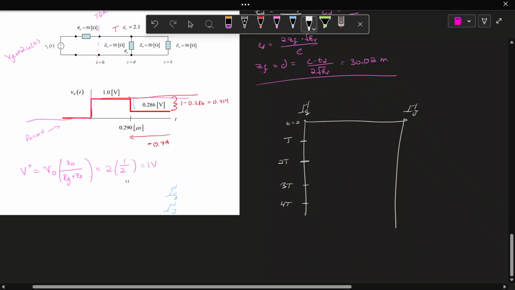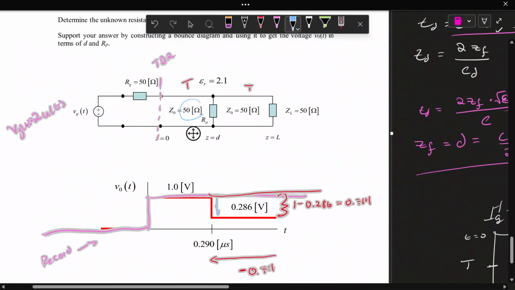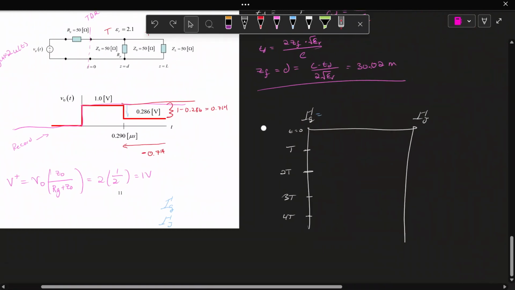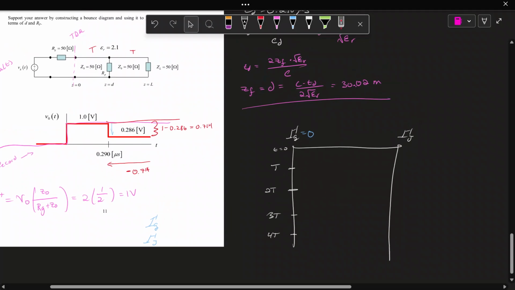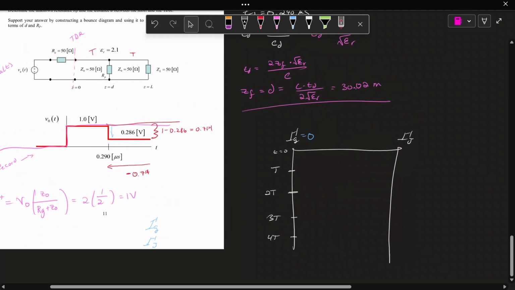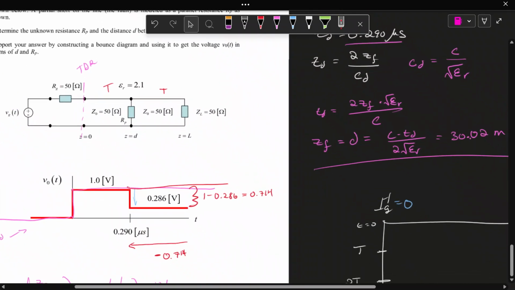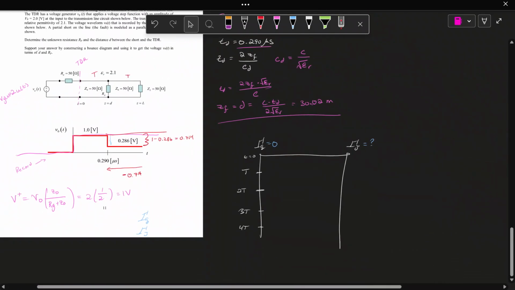Okay, well, what is gamma G? Well, do the impedances match? Yeah, they do. So we can keep this as 0. Okay. Now, what is gamma J? Gamma J is difficult. The reason being is because we don't know this until we know that fault resistor. So what can we do then? Well, let's finish out our bounce diagram here.